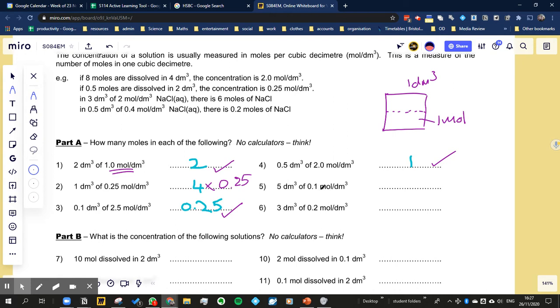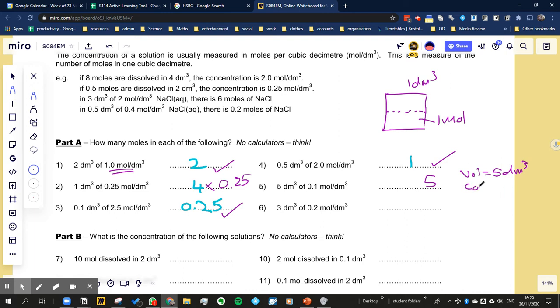Let's look at this one. Okay, so have a look at the next 2. So let's look at a question. What would be a good one to look at? Let's do question 5. So the volume is 5 decimeter cubed.